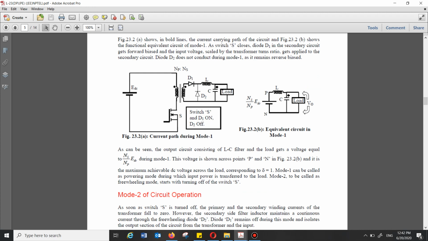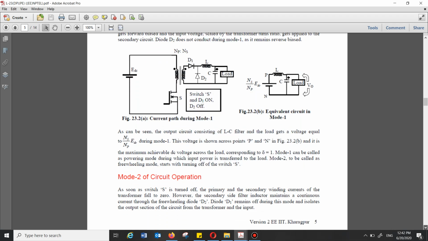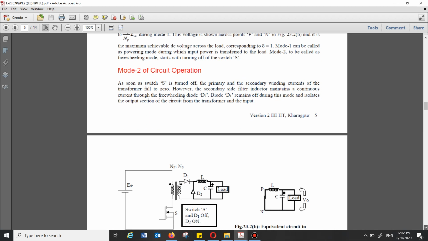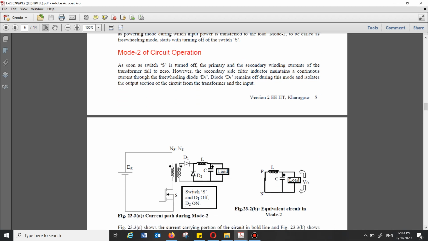Similarly, mode 2 is called the freewheeling mode. It starts with the turning off of the switch. Let's see what happens in mode 2. During mode 2, as soon as the switch is turned off, the primary and secondary winding currents of the transformer fall to zero. Surely, you can see the bold lines. The switch is off, D1 is off. What happened?